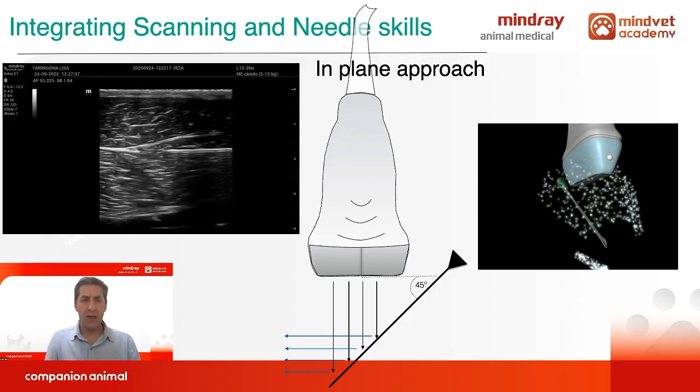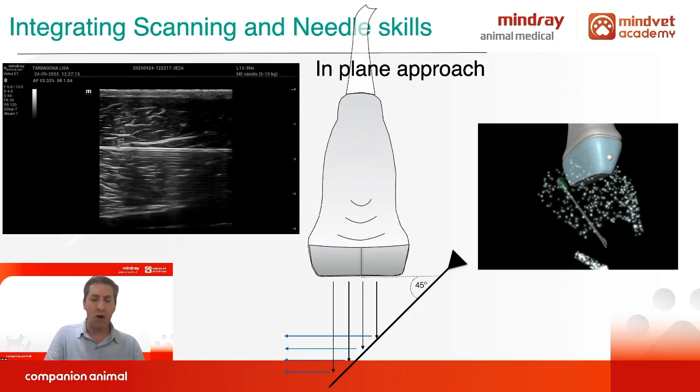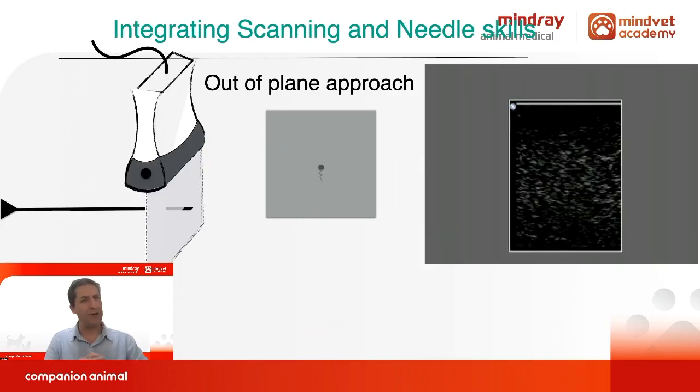Another option for the approach is the out-of-plane approach, which we don't use routinely, but we start to introduce the out-of-plane approach in different blocks. When we use the out-of-plane approach, we only see the tip of the needle, the tip or the body of the needle. So we need to learn how to differentiate the body of the needle and the tip.